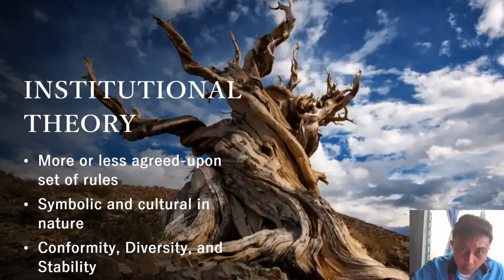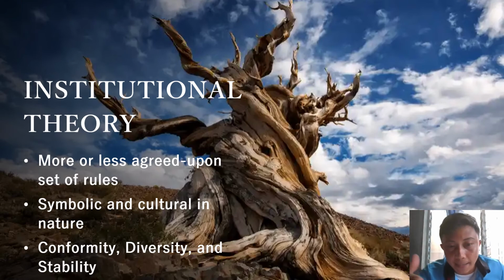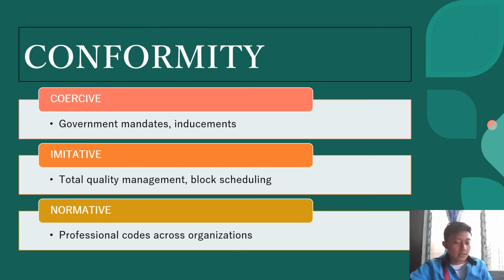So, institutional theory: a more or less agreed upon set of rules, symbolic and cultural in nature. Conformity, diversity, and stability. So, what do you mean by the word conformity? Let's first start with the institution. What is institutional theory? Institutions are social structures that have attained a high degree of resilience. Let's go back to conformity. Conformity is the process whereby people change their beliefs, attitudes, actions, or perceptions to more closely match those held by groups to which they belong or want to belong, or by groups whose approval they desire.